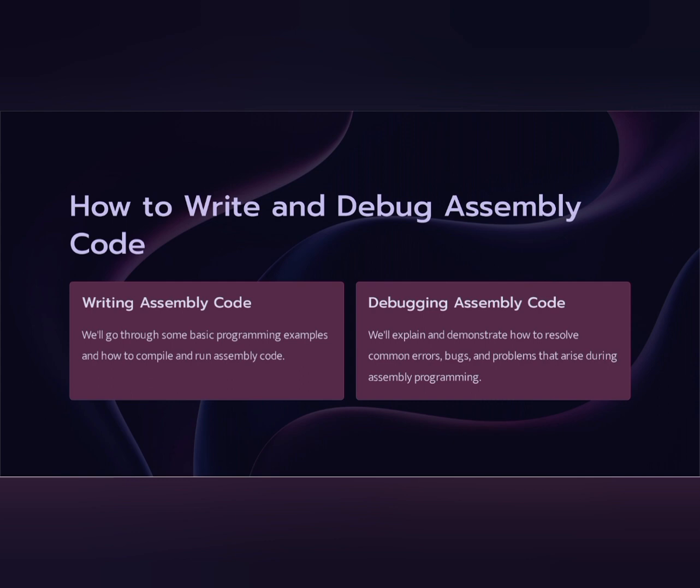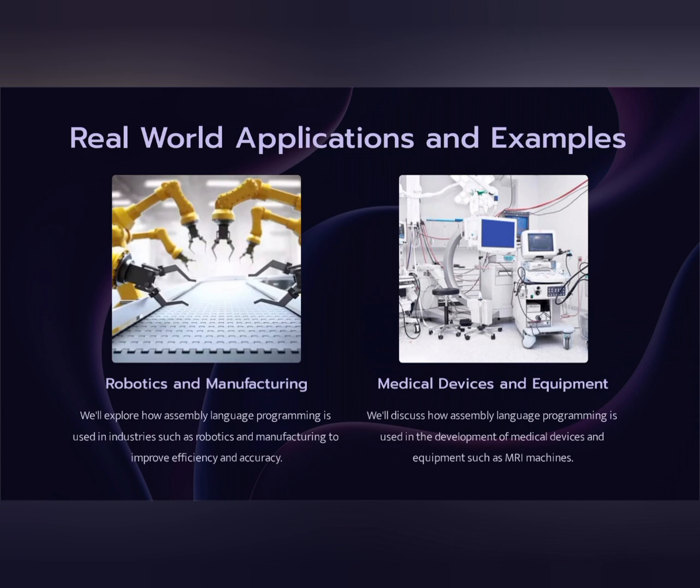Remember that writing and debugging assembly code requires patience, attention to detail, and a thorough understanding of the target processor architecture. Practice, experimentation and learning from experience are key to becoming proficient in assembly programming. Some real-world applications are manufacturing, medical devices and equipment, and many more.